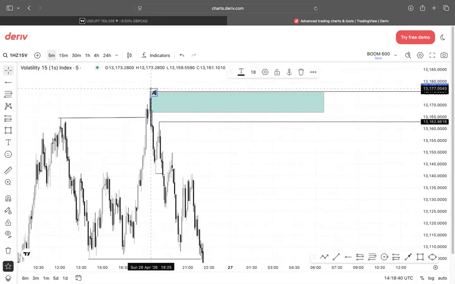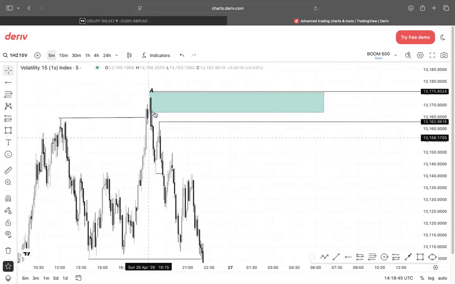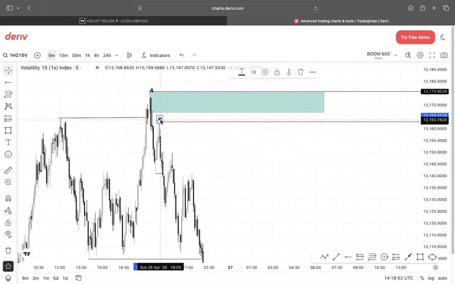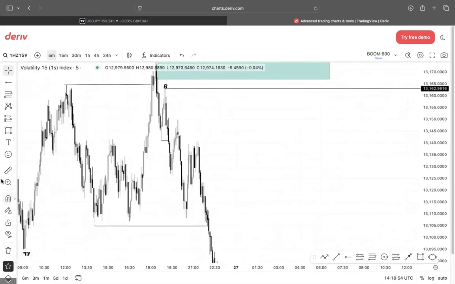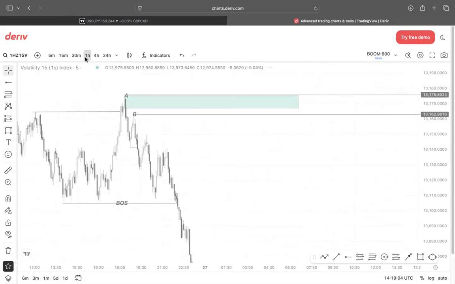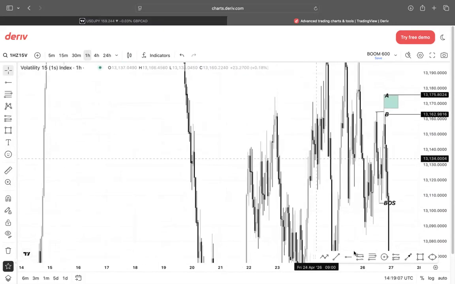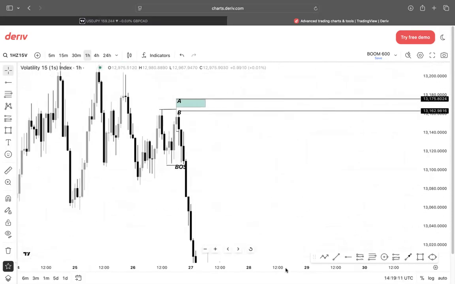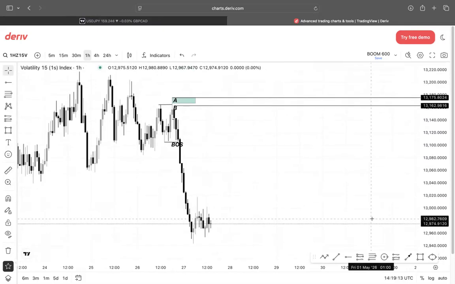I'm a bit fast because I want this video to be very, very short. So sweep of liquidity gave us point A, our structural liquidity B, and then broke structure to the downside. So this is our BOS. This is the type B of my setup. So we are basically waiting for price to get into our POI between A and B now, and then we're expecting price to go to the downside.